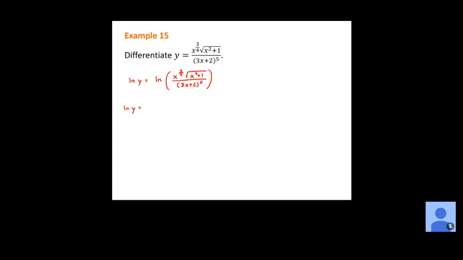So that's the first thing I'm going to do is I'm going to split up my multiplication using addition. I'm going to split up my division using subtraction. So this is going to become the natural log of x to the 3/4 plus the natural log of the square root of x squared plus 1 minus the natural log of 3x plus 2 to the 5th power.